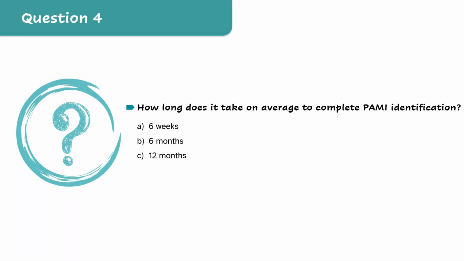Question 4. This is the last question. How long does it take on average to complete PAMI identification? A. 6 weeks. B. 6 months. C. 12 months.